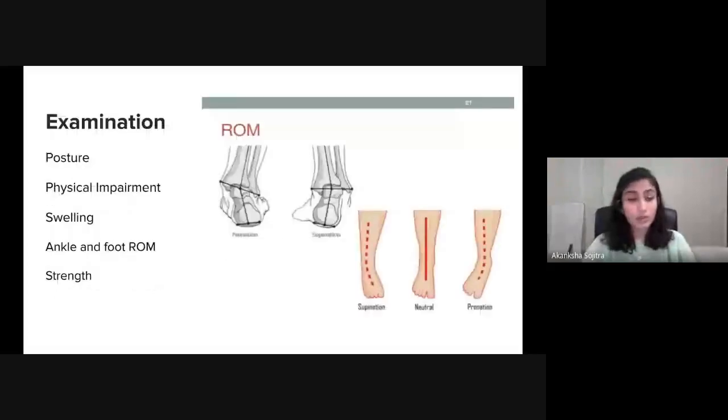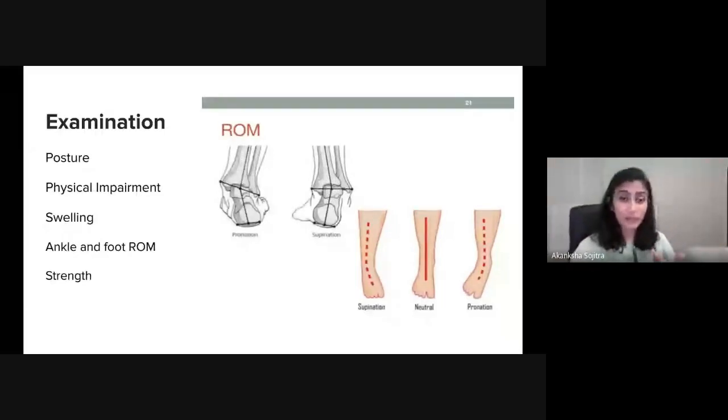Okay, so what should you do in the examination, and clinically and research-wise, what are the steps that you should take for examining a lateral ankle sprain? First things first, you're going to look at posture, see how their ankle is aligned. Are they in supination? Are they in pronation? Do they have calcaneus valgus or varus? What kind of footwear are they wearing? Also, physical impairments, are they limping or do they have Trendelenburg? So you're going to look at normal gait analysis.